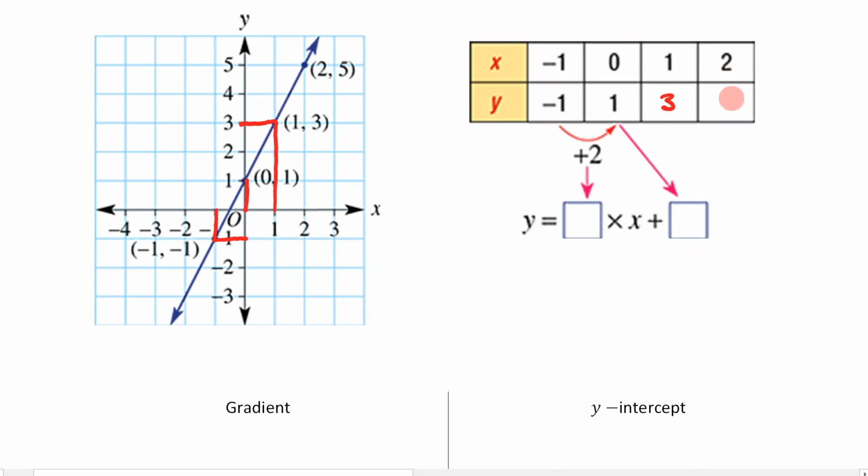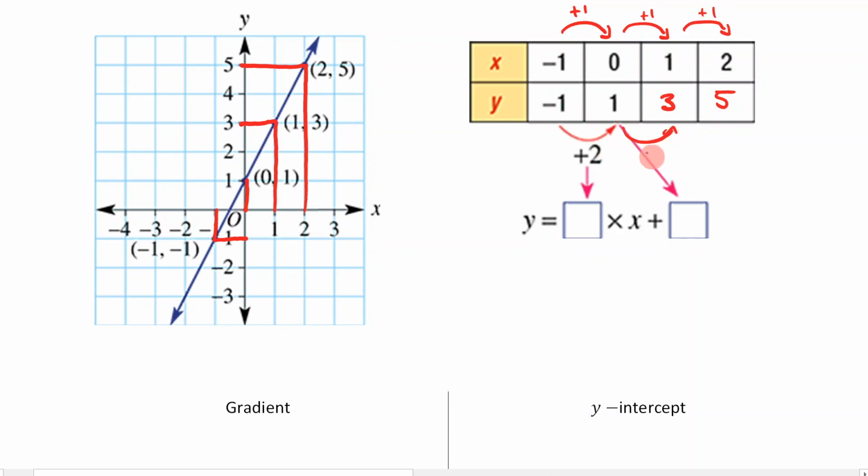When x is 2, what is my y value? When x is 2, my y value is 5. That can be represented as the coordinates (2, 5). The next thing that we're going to do is determine the coefficient of x. The way in which we determine the coefficient of x is we say, well, because my x is increasing by 1 each time, what is the difference in my y values? Well, as you can see, from -1 to 1, that's plus 2.